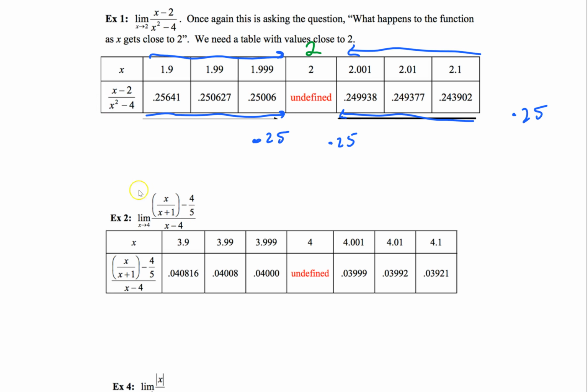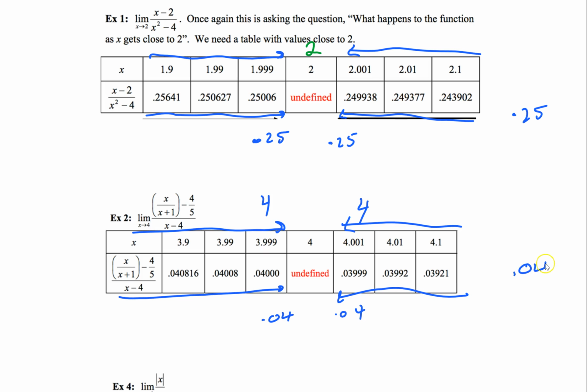Same idea here. Look at this ugly mumbo jumbo. Who cares? As you get close from the top, what's my graph doing? Looks like 0.04. As you go this way, maybe 0.05, but whatever. Look at what my graph's doing: 0.03, 0.04, it looks like it's going toward 0.04. They match. That's your limit.